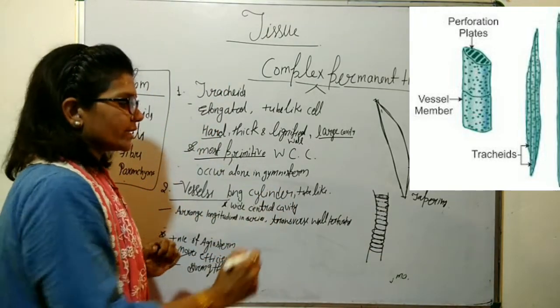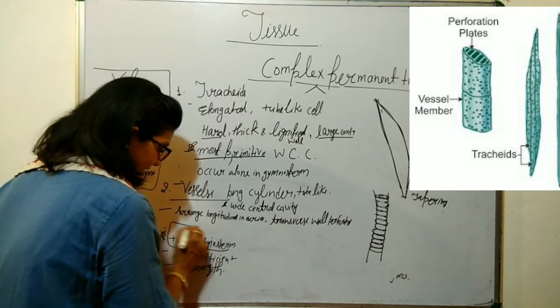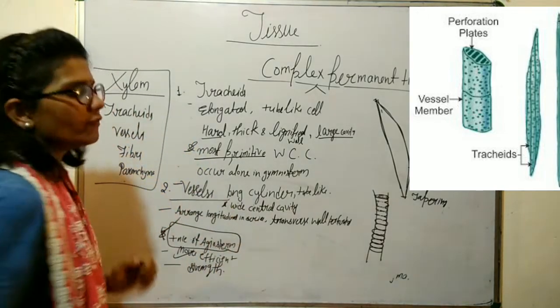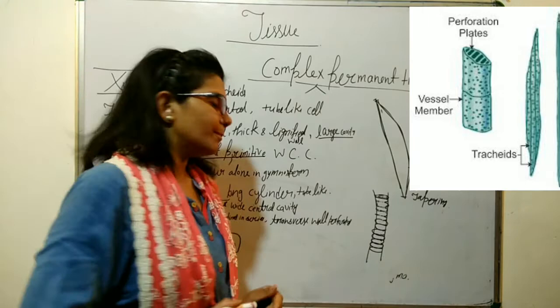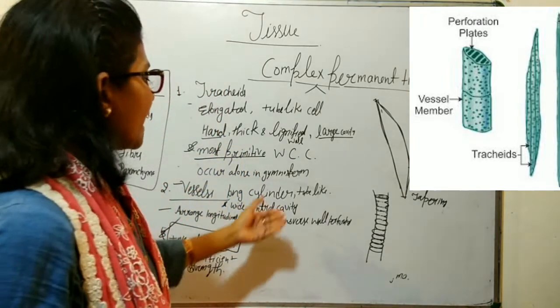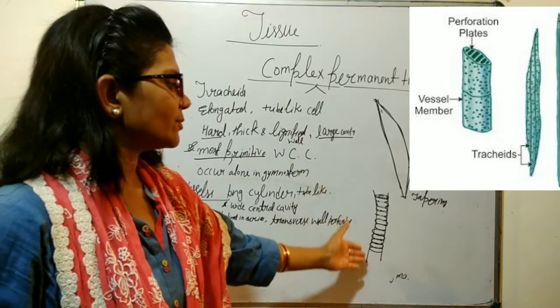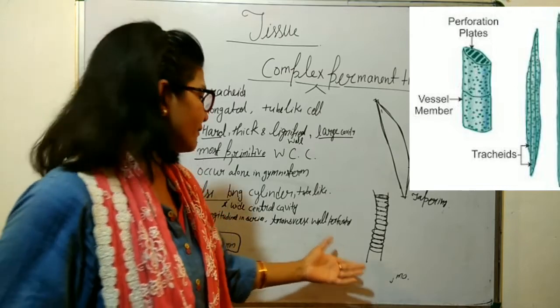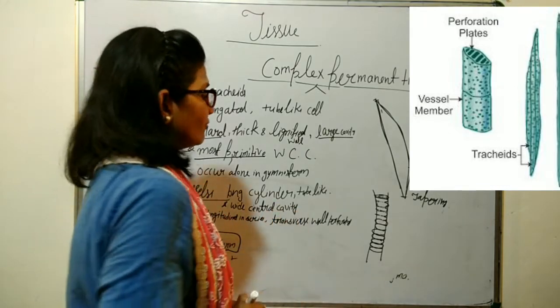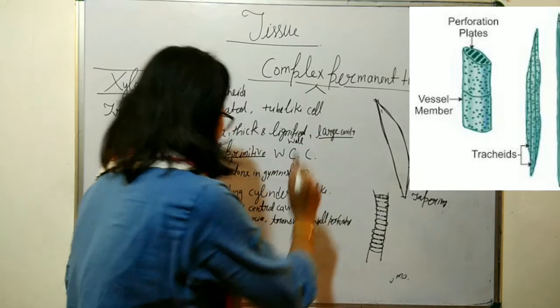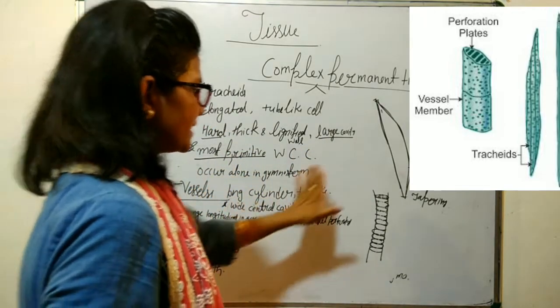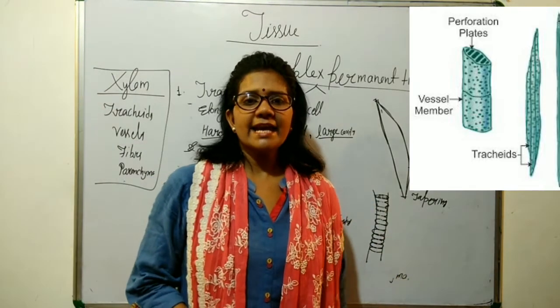And a very important thing, it is the characteristic of angiospermic plants. As it is also providing the strength, it is non-living. So they have the wide central cavity. You can just see this one. And that's all about the tracheids and the vessels.